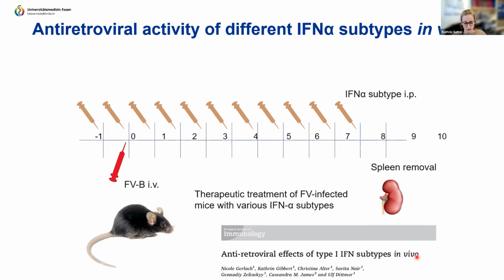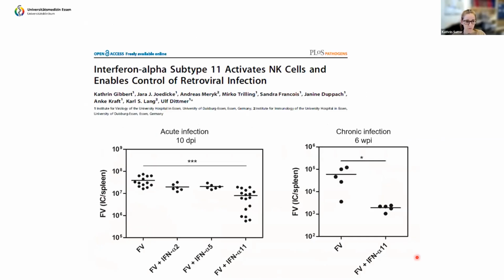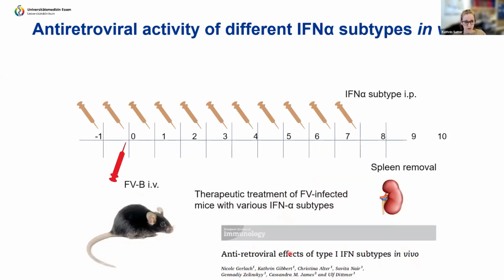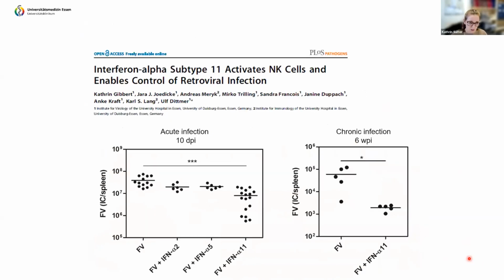That was the dogma at that time point. So what we did here, we did 2 different studies. In the first one, we tested 4 different interferons, and then we tested 3 more, and they are shown here, where we tested interferon alpha 2, 5, and 11.